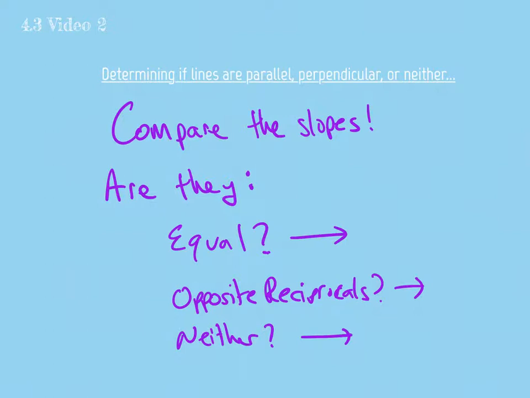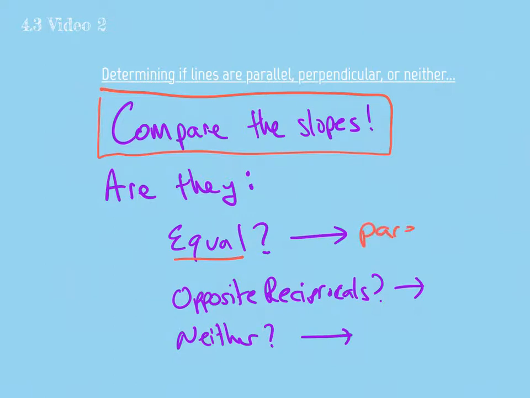The way we do this is by comparing the slopes. We're looking for those relationships we talked about yesterday. If we have two lines that have equal slopes, we know that the lines are going to be parallel. If their slopes are the same, then the lines are parallel. If the slopes are opposite reciprocals, then we know that the lines are perpendicular. And if it's neither of those, the slopes aren't the same, and they aren't opposite reciprocals, then the lines are neither perpendicular nor parallel.